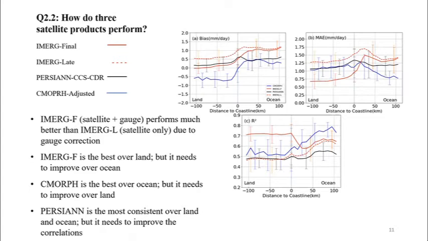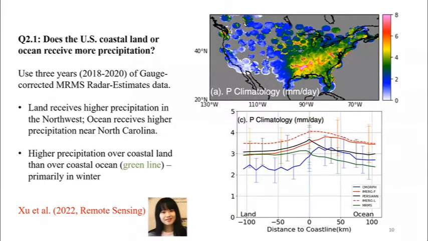Okay, so I have another question. Did you consider the mixed pixels? I mean, the mixed pixels of land and ocean together. I heard that in these regions the satellite products may have even larger bias than in the pure land and pure ocean pixels.